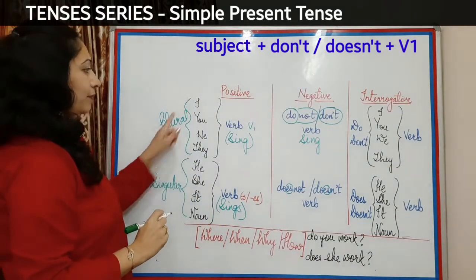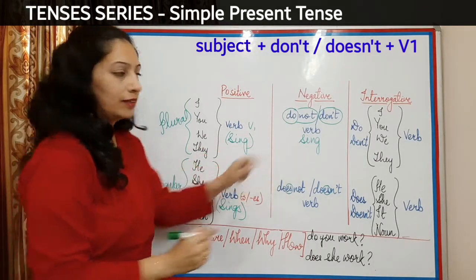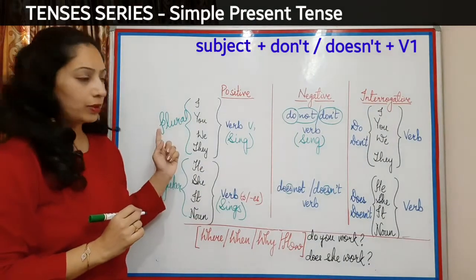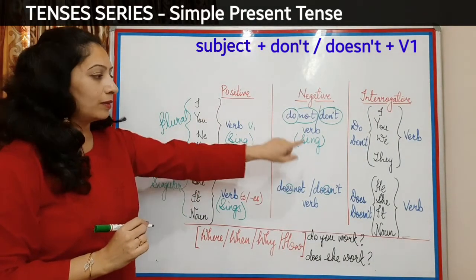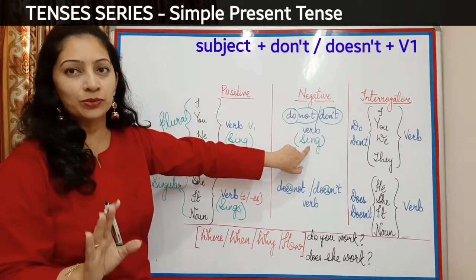Okay, now let's see. I do not sing. Now the same rule applies here. For the plural subject, the verb will be plural, that is without s. No s to be added to the verb.